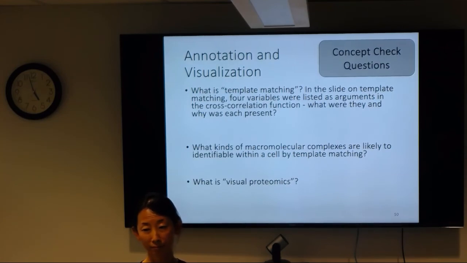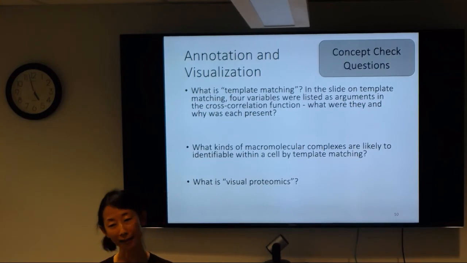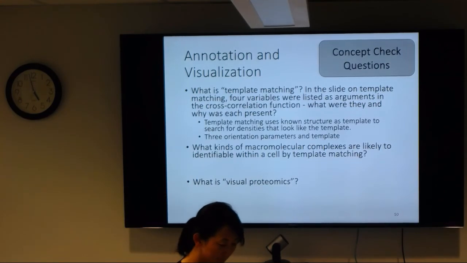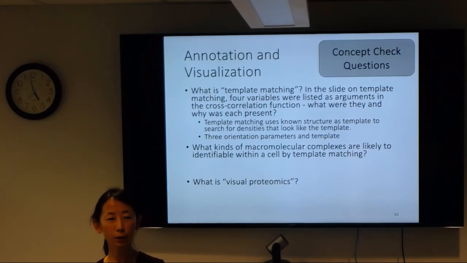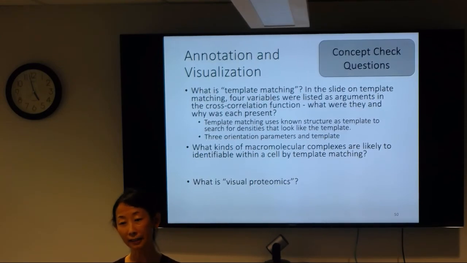I just look at it visually to see what I want to look at, and I pick that area, and I pick it in multiple areas. But basically, you know what you're looking for. You have a model, you have a structure, probably from a purified protein complex or X-ray crystallography. You have a template, and this process is called template matching. You know your structure, you go into a tomogram and you find it.